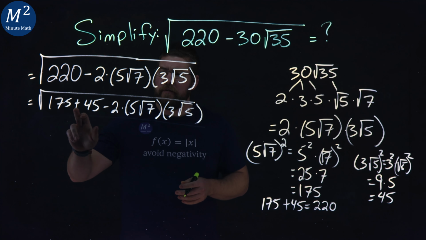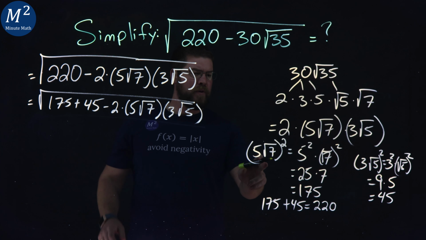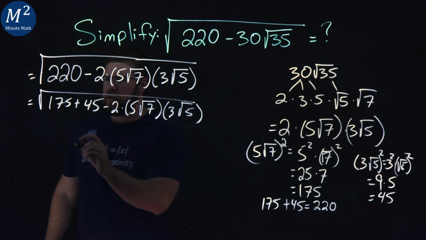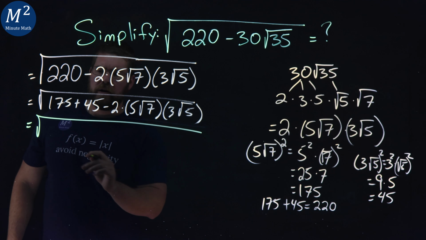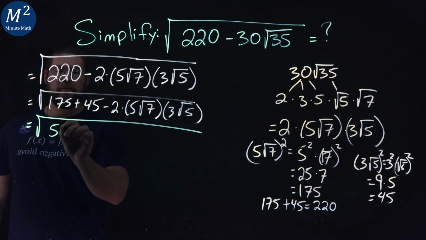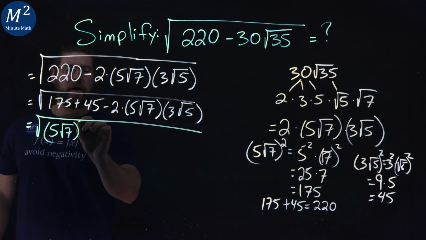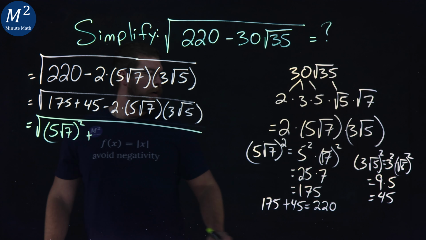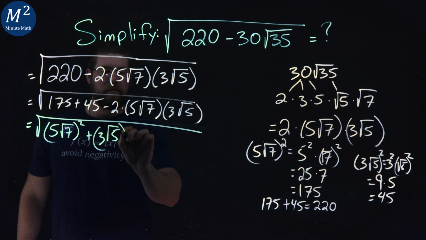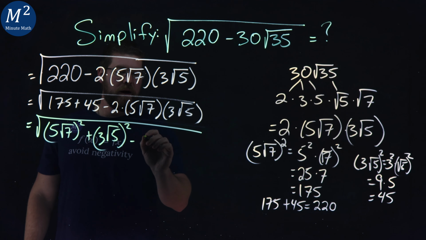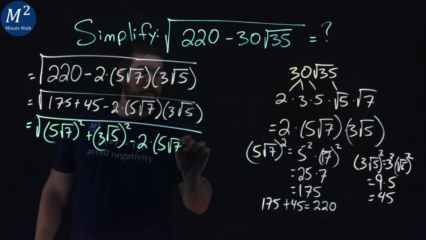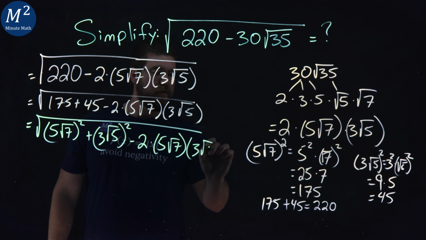Well, I have 175 and 45, and I can rewrite them in terms of our square roots all squared. So let's do that. New color marker here. 175 is the same thing as 5 square root of 7 all squared. Plus 45, same idea, 3 square root of 5 all squared. Then we have minus 2 times 5 square root of 7 and 3 square root of 5.